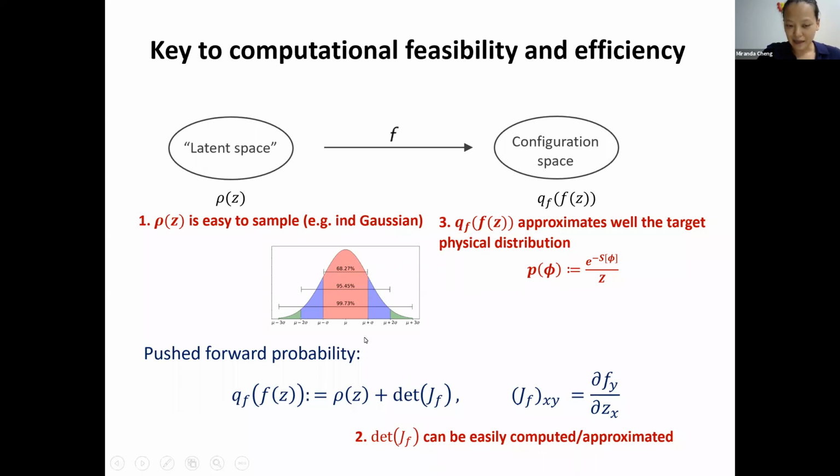The second thing is that in order to compute the push forward probability, the determinant of the Jacobian has to be computable, okay? You can't use some dirty estimator that screws up your accuracy. And the third thing is, of course, that this push forward probability has to be a good approximation of your so-called target physical distribution, which is just given by the action. Okay, so that's the key. And these three things are things we want to achieve.